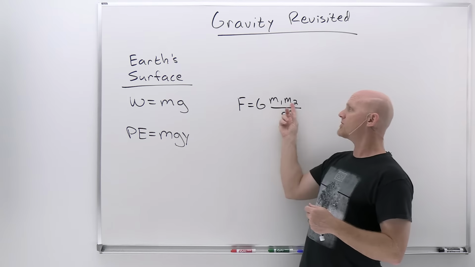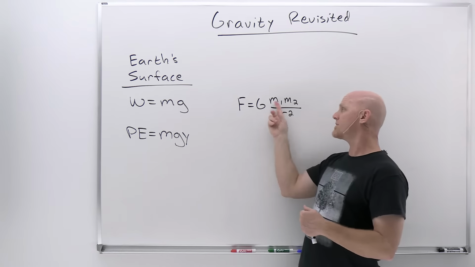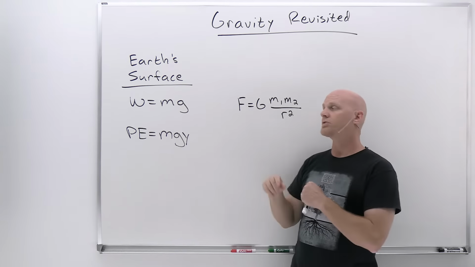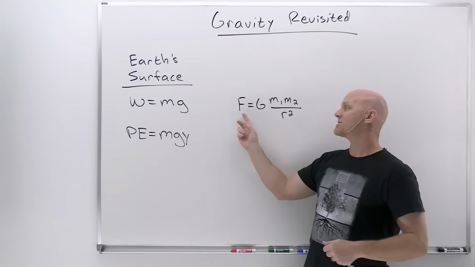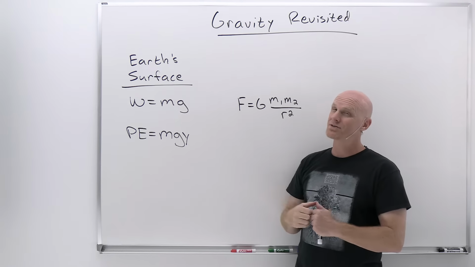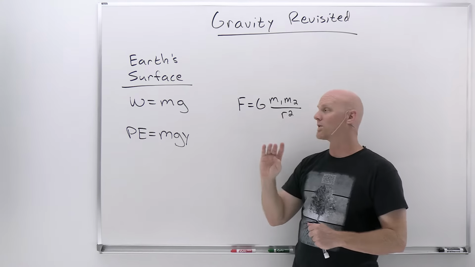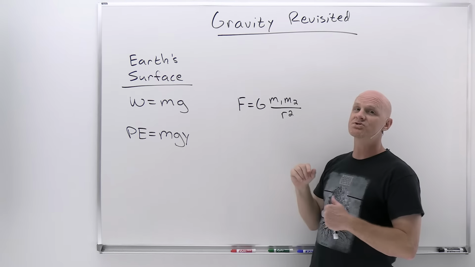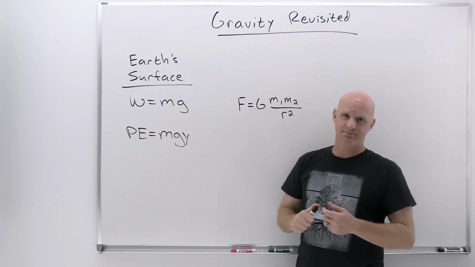So if you double either mass, that force of gravity doubles. If you double them both, the force of gravity quadruples. If you double the distance of separation, the force of gravity goes down, but not by a factor of 2, by a factor of 4, inversely proportional to the square of the distance of separation.